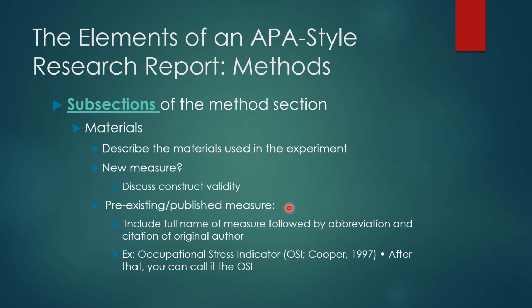If it's a pre-existing or published measure, you need to include the full name followed by the abbreviation and the citation of the author. That's what's important. For example, if the questionnaire you're using is the Occupational Stress Indicator, you would refer to it with the abbreviation followed by a semicolon with the author's name and citation. And then in your references, you provide that full citation. After you use this abbreviation and tell us what it means, you can just call it the OSI from then on. But make sure this is the correct way to abbreviate it and the correct way to put it in citations in the paper.